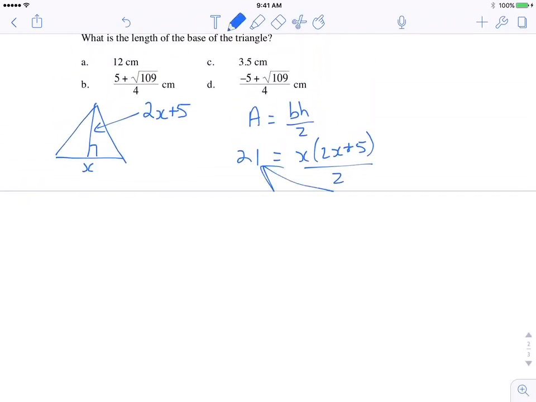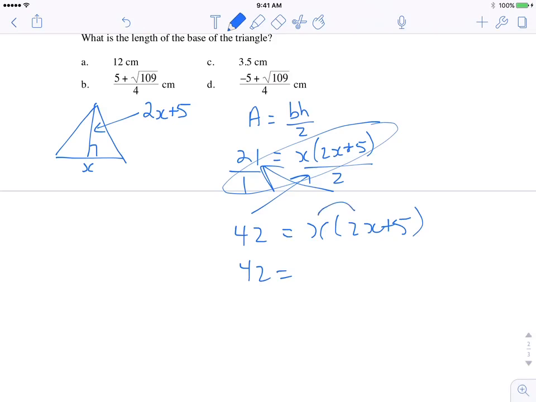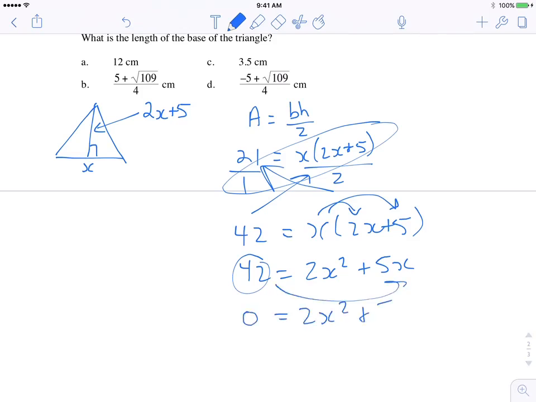So we're going to multiply 21 times 2 and the imaginary denominator 1 here times our numerator there. So 21 times 2, of course, is 42 equals x times 2x plus 5. And so 42 equals x times 2x, which is 2x squared, and x times positive 5 is positive 5x. Then we subtract 42 from both sides to get 0 equals 2x squared plus 5x minus 42.